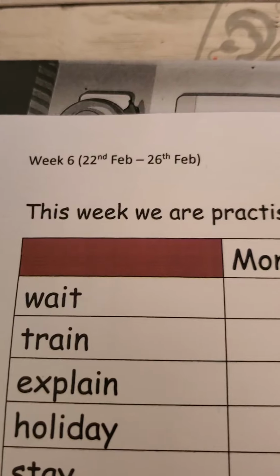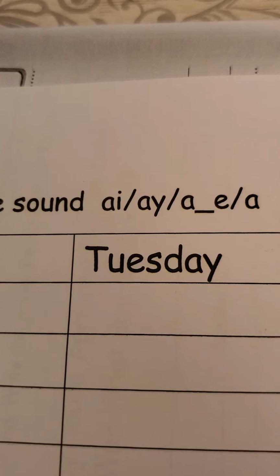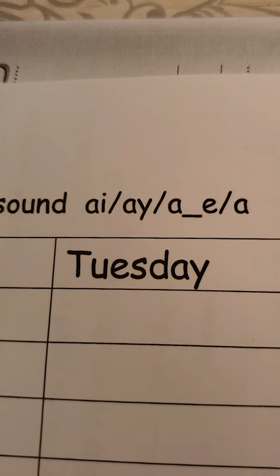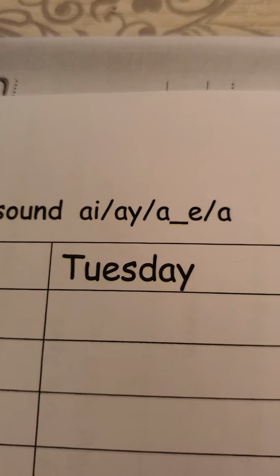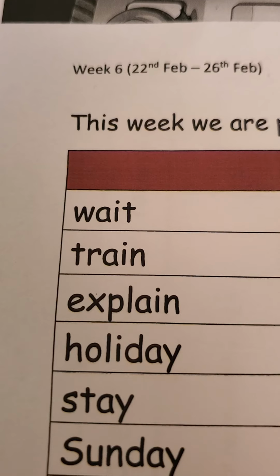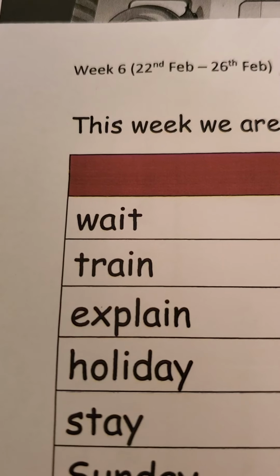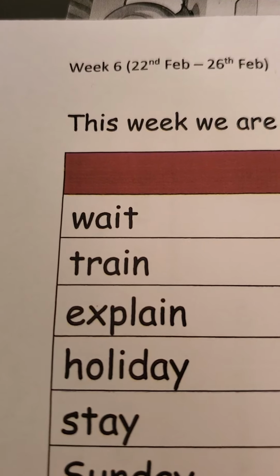Week 6. And this week we are practicing the A sound. And it's made in many different ways. It's made using AI, AY, A hop over E, which just means there's a letter in between the A and the E, and sometimes A on its own can make the A sound as well. Now A on its own would usually make an A sound, but in some rare cases, it does make an A sound. So our first three words here have our AI sound: wait, train, and explain.